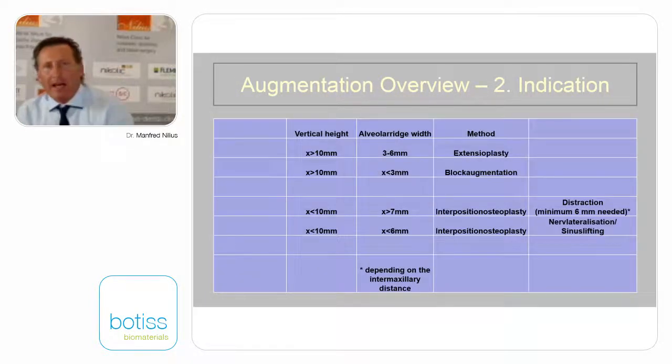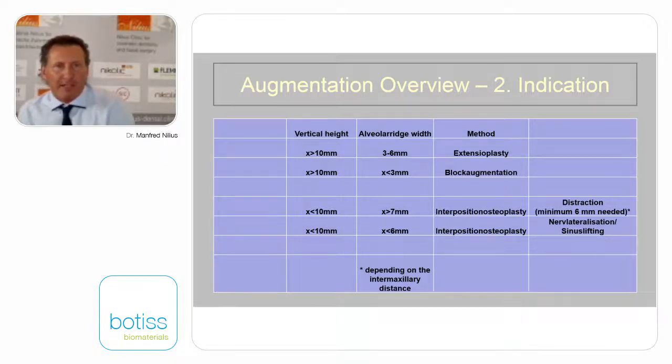Indication. We have information about the vertical height. When the vertical height is more than 10 millimeters and the alveolar ridge is less than 3 millimeters, we need block augmentation. Otherwise, it's possible to do it with extensioplasty.